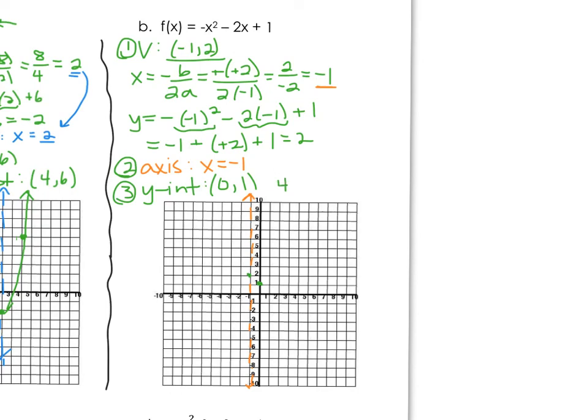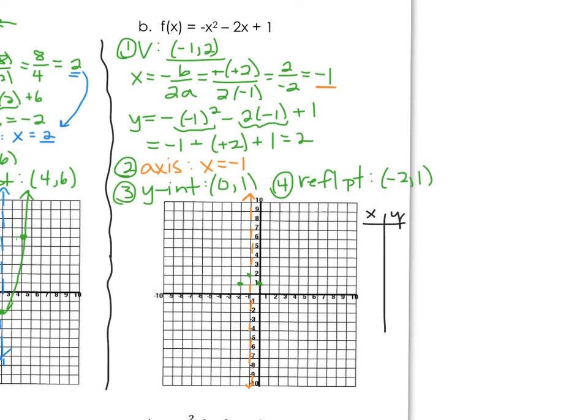To get step 4, our reflection point, we're only 1 unit away. So if I just reflect over that axis of symmetry, I end up going to the left this time. And my reflection point is at negative 2, 1. Well, notice those dots are kind of clustered together. They're pretty close. So what I would recommend doing is creating a table to figure out a couple more points to get the curve for that parabola.